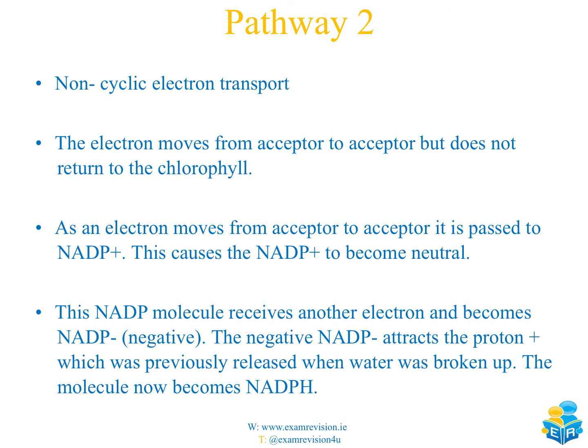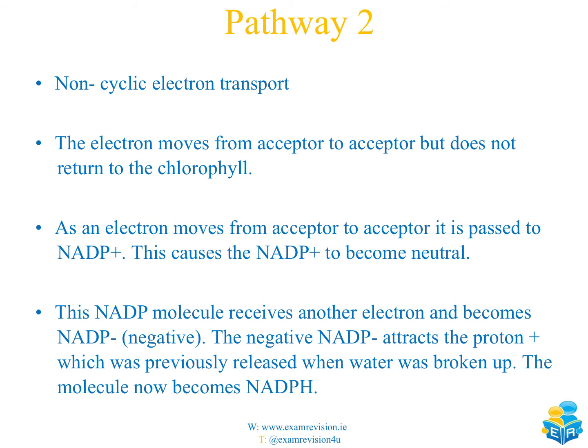Now, pathway 2, this is a non-cyclic electron transport chain. So it's non-cyclic, it's not a cycle, it has a starting point, it has an end point. So the electrons do move from acceptor to acceptor again, but they don't return to the chlorophyll. That's why it's non-cyclic. So we're going to have a different molecule here. As an electron moves from acceptor to acceptor, it is passed to NADP+. Okay, this causes NADP+ to become neutral.